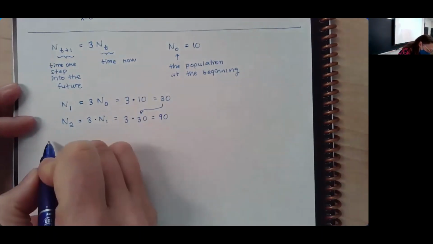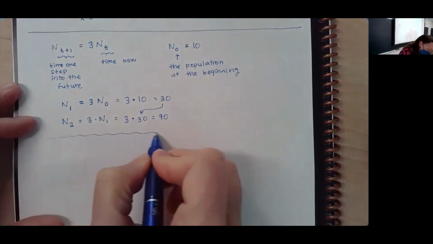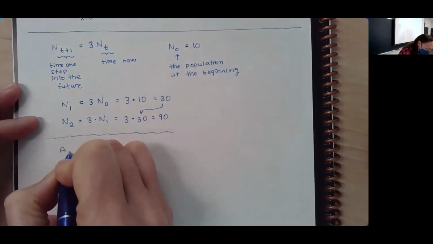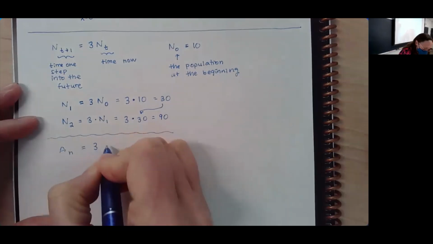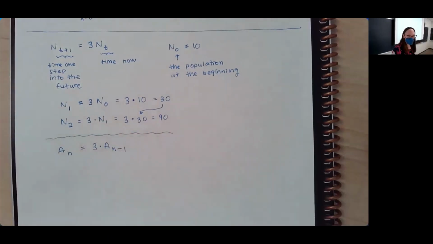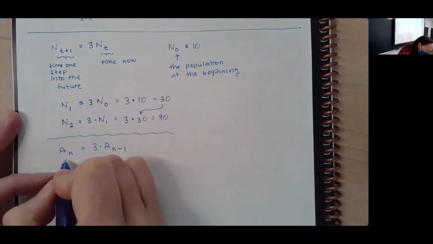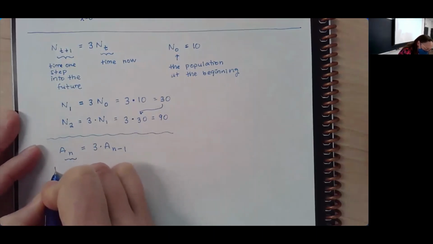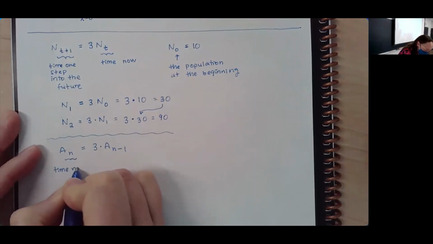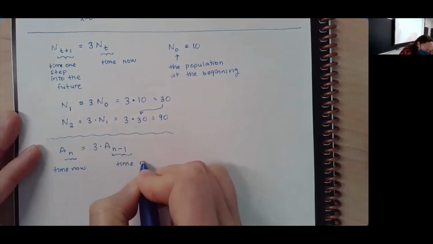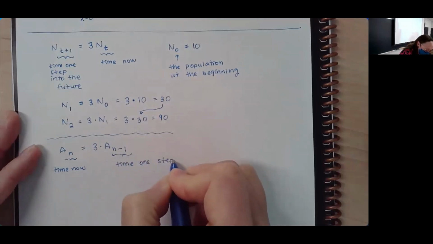So the other way that this could show up is maybe this looks like a sub n is equal to 3 times a sub n minus 1. It's the same sort of thing we have here. So this is kind of framed as the time now, and this is the time one step earlier.